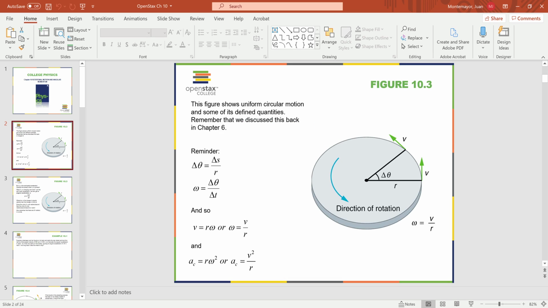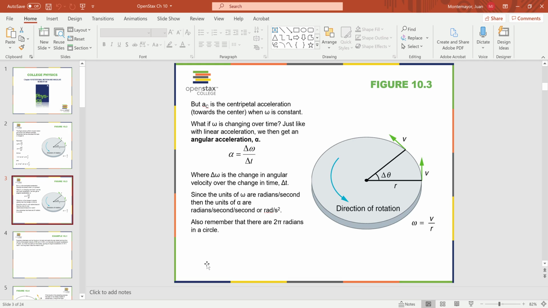So for starters, this figure shows uniform circular motion and some of its quantities. Remember that we discussed this back in chapter 6 briefly in gravitation. So we talked about how delta theta is equal to delta S over R, and our omega here is equal to delta theta over delta T. And so if we're taking these into account, we can say that our velocity is equal to our radius times our angular velocity. That's what our omega is. And we can manipulate this to turn it into v over r equals omega. And we also have our centripetal acceleration. Our AC is equal to our radius times our omega squared, or AC is equal to v squared over r.